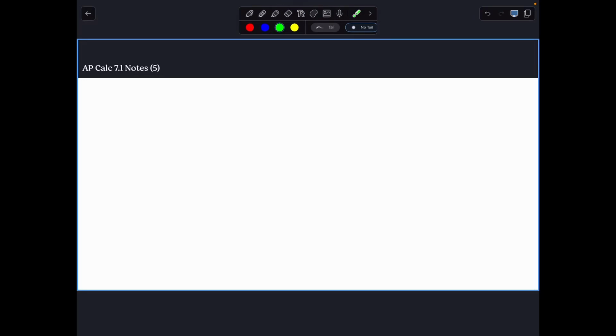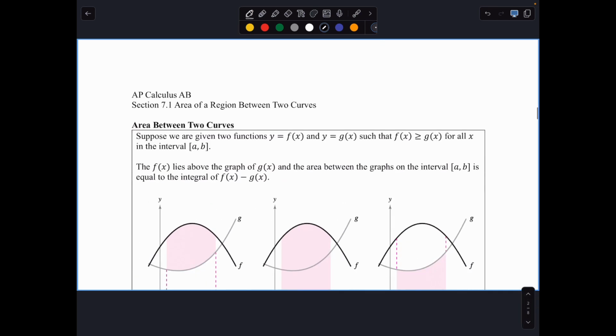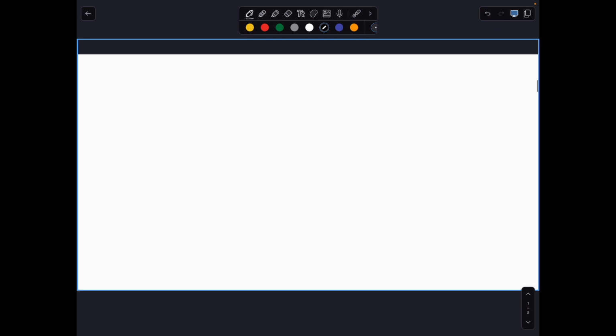We have talked about calculating area bounded by a curve and the x-axis so far, right? Okay. We have talked about calculating area bounded by a curve and the x-axis.